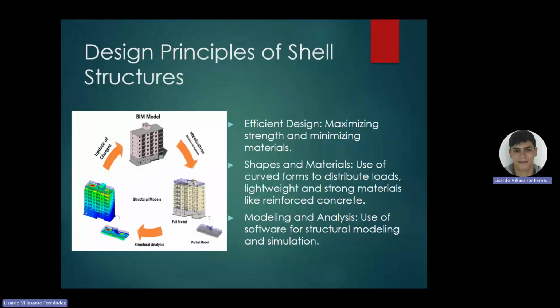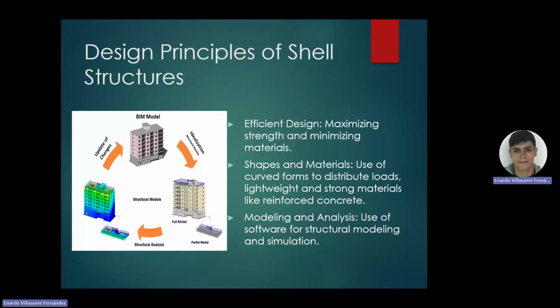Designing shell structures requires a careful balance between strength and material efficiency. One of the key principles in shell structure design is the use of curved forms, which help to distribute loads evenly across the surface. This not only maximizes the structure's strength, but also minimizes the amount of material needed, leading to more sustainable construction practices.